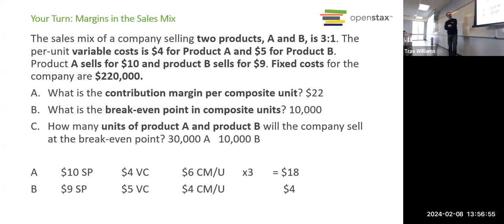And for B, it has a $9 sales price minus a $5 variable cost per unit, $4 contribution margin per unit. There's only 1 in each composite unit. So that's $4. And then we add these two together, and that's where we get that $22 contribution margin per unit. Okay.